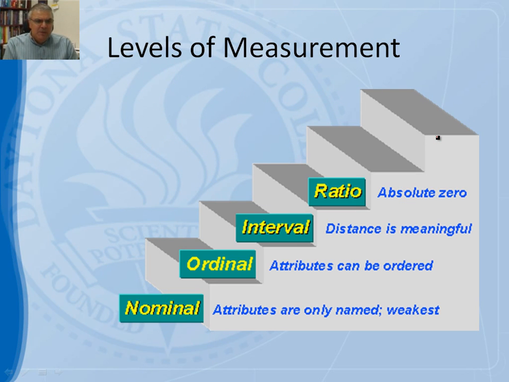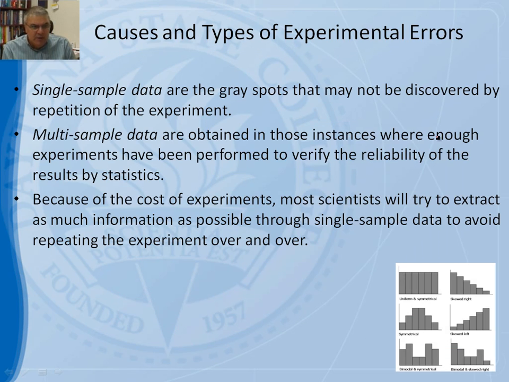There are also different levels of measurement that we can address from our tests, and that is the nominal level. The nominal level is the weakest level, and it attributes to some amount of data. The ordinal level can be ordered. For the interval level, the distance is more meaningful, and the ratio is the highest level, which is said to have an absolute zero, although that's not really true.